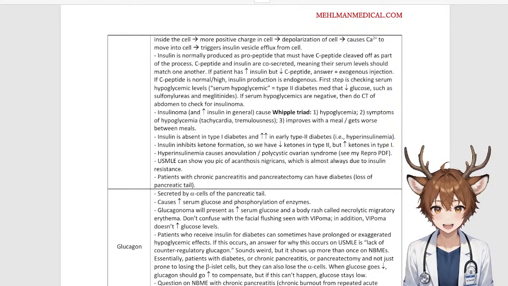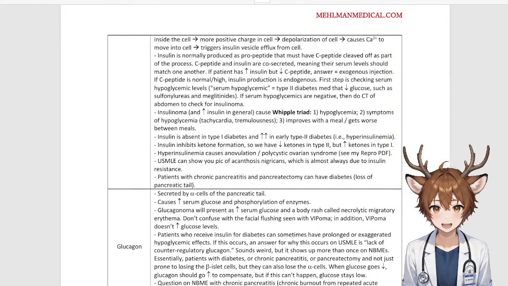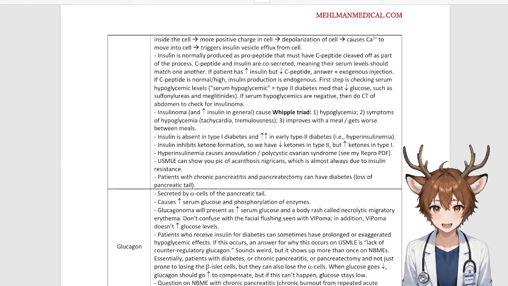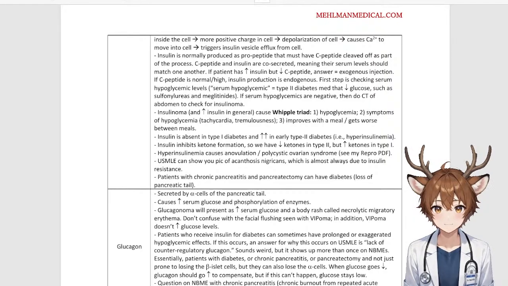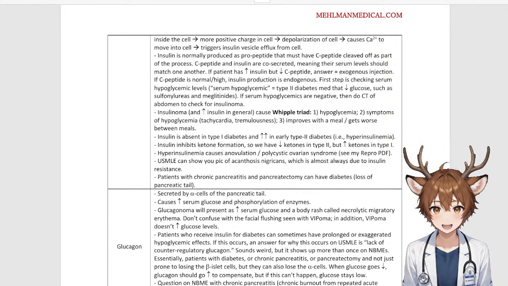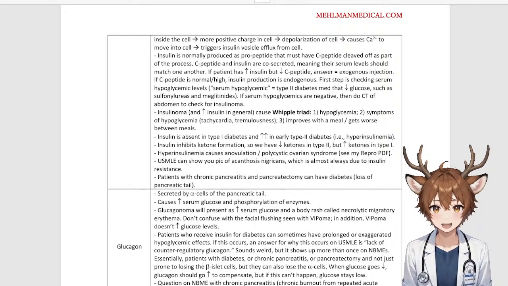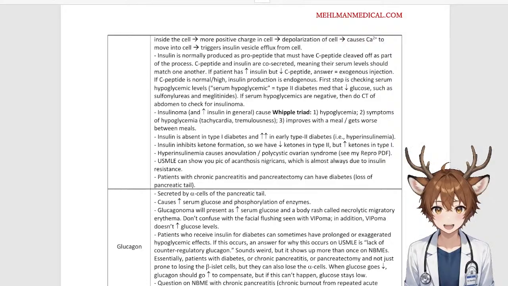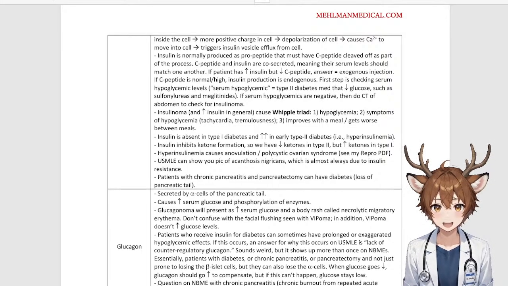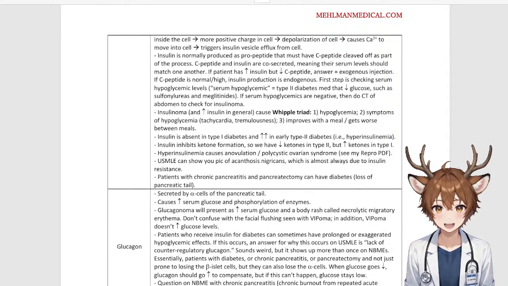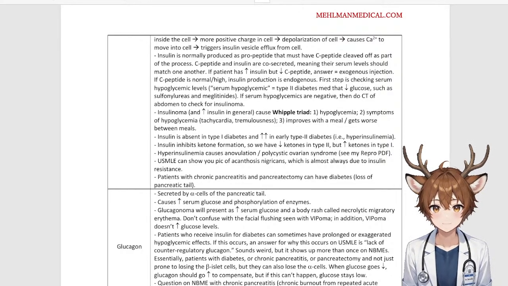Insulinoma and increased insulin in general cause Whipple triad: hypoglycemia, symptoms of hypoglycemia like tachycardia and tremulousness, and improvement with a meal, getting worse between meals. Insulin is absent in type 1 diabetes and is significantly increased in early type 2 diabetes, i.e. hyperinsulinemia. Insulin inhibits ketone formation, so we have a decrease in ketones in type 2, but an increase in ketones in type 1, which is why you can get diabetic ketoacidosis in type 1.